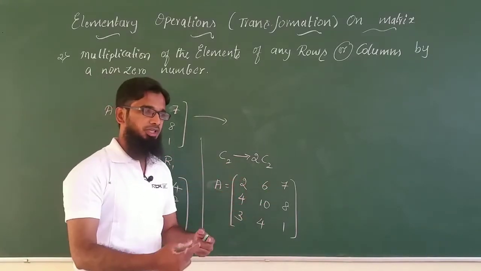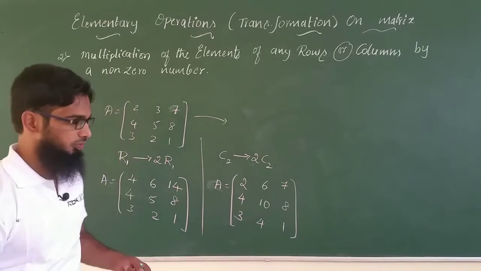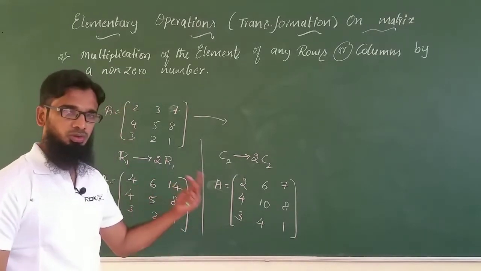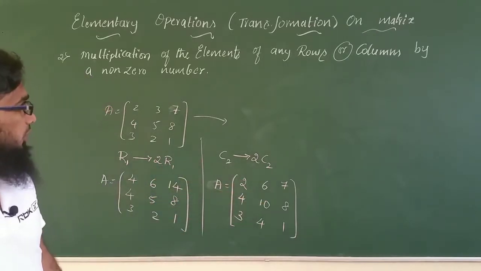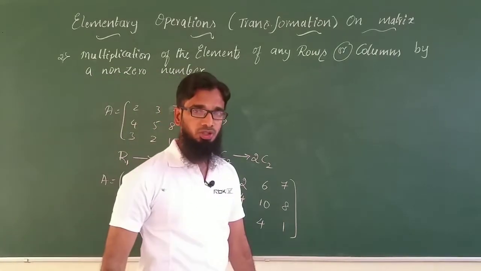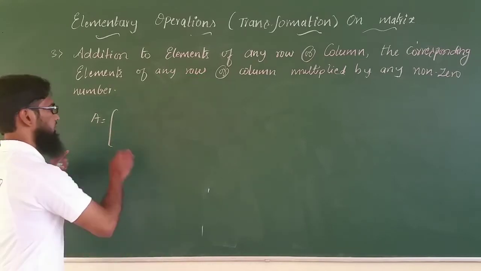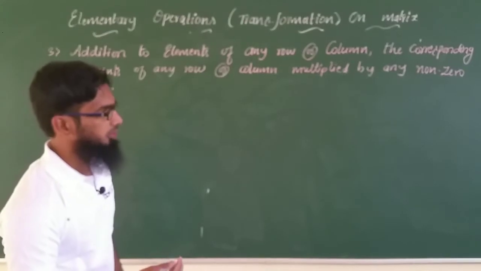So we have studied the second operation, applied to the rows and to the columns. Now finally we will go for the third elementary operation of a matrix, that is addition to the elements of any row or column the corresponding elements of any other row or column multiplied by any non-zero number.